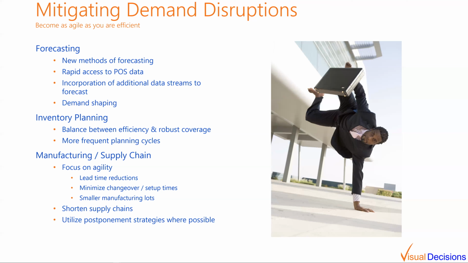Because the more frequently that you do that, the less you're going to be caught off guard for how much inventory should be in place in different locations throughout the country and so forth. From a manufacturing supply chain perspective, there needs to be a strong focus on agility as well as efficiency, and we'll talk more about that in a little while.